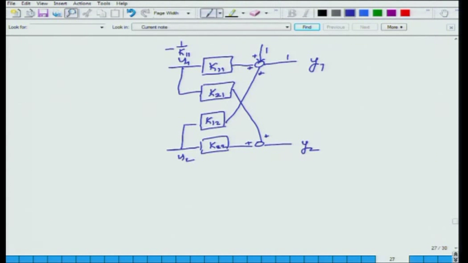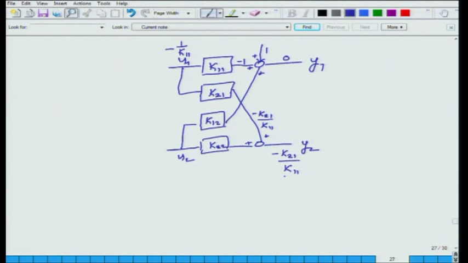If I have made u1 minus 1 by k11 and I wait long enough for the transients to pan out, what I will find is u1 has been made minus 1 by k11, and therefore this signal is minus 1, and now minus 1 plus 1 will bring y1 back to 0. However, when I have changed u1, this signal becomes k21 by k11 with a negative sign, and therefore y2 goes to minus k21 by k11.